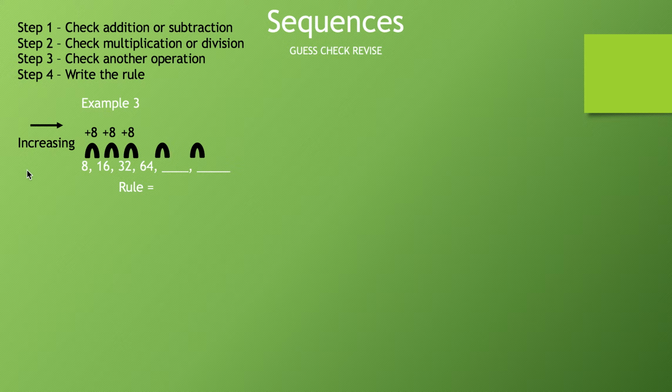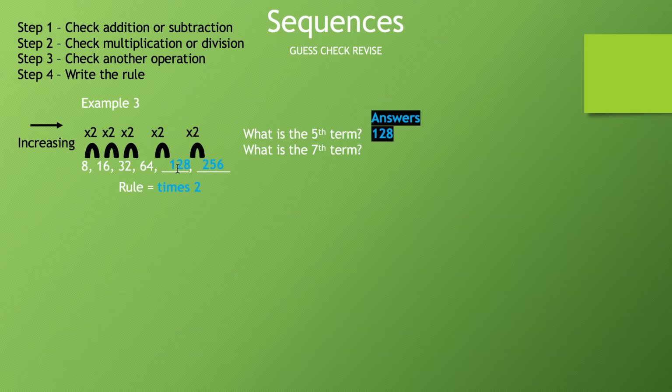It's not addition. No big deal. We guessed, we checked, and now we need to revise. So let's try multiplication. Times 2, yeah. 8 times 2, 16. 32, yeah. Okay, so that means my missing numbers are going to be 128 and 256, which means my rule is times 2. Now let's try to find these missing terms. The fifth term, 1, 2, 3, 4, 5, is 128. Seventh term, it's not there. No worries, then you have to continue the pattern or the rule. The next one would be 512.